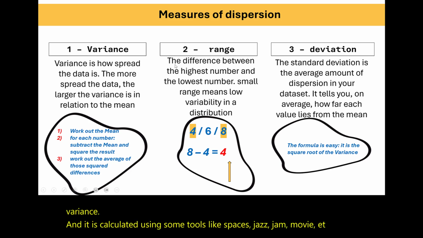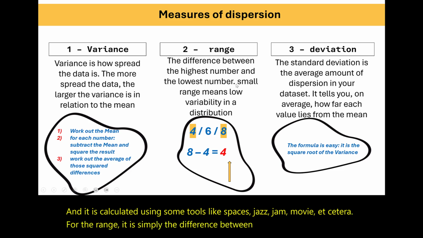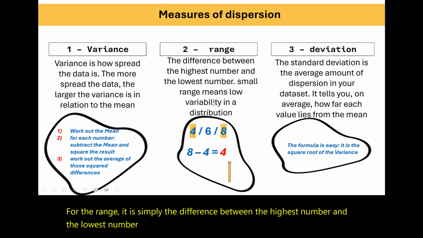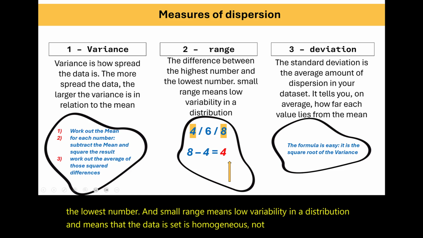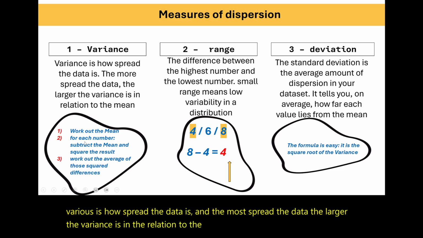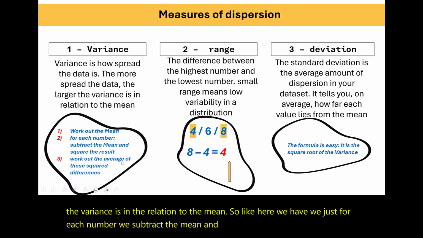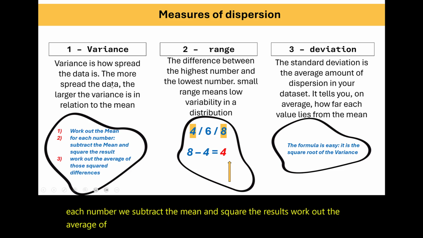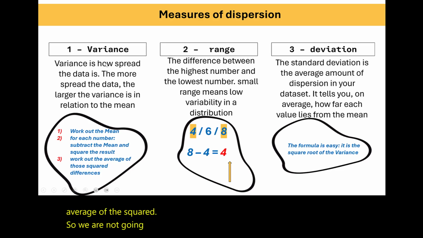For the range, it is simply the difference between the highest number and the lowest number. A small range means low variability in a distribution, and means that the data set is homogeneous, not heterogeneous. The variance is how spread the data is, and the more spread the data, the larger the variance is in relation to the mean. Here, for each number, we subtract the mean and square the results, then work out the average of those squared differences. We're not going to calculate these manually.